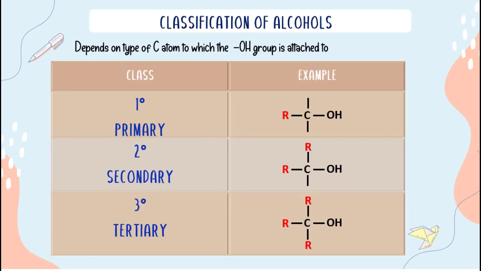Alcohols are classified as primary, secondary, or tertiary based upon the number of alkyl groups connected to the carbon atom that bears the OH group. For example, if you have only one alkyl group attached to the carbon that bears the OH group, then it is a primary alcohol. If there are two alkyl groups attached to the carbon that bears the OH group, it is a secondary alcohol. And if we have three alkyl groups attached to the carbon that bears the OH group, it is a tertiary alcohol.